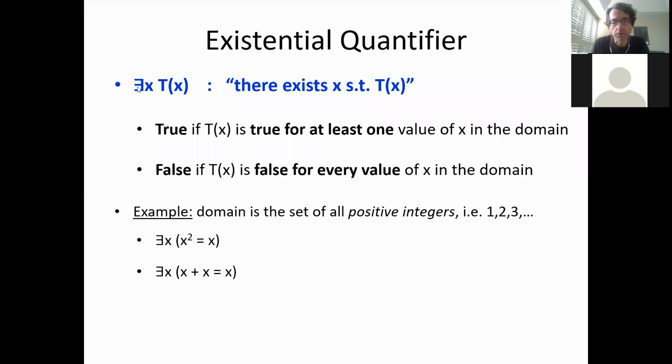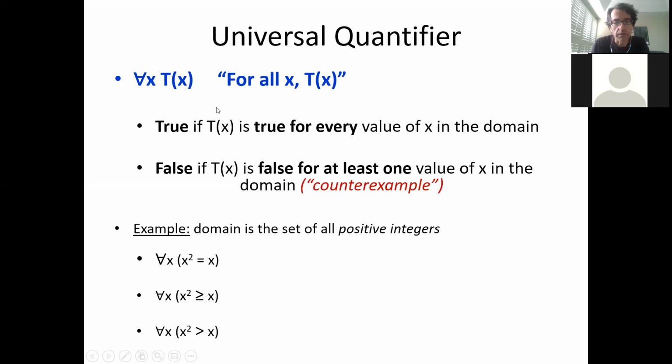So we introduced the existential quantifier, right? If T is a proposition, T of X, then this is read: there exists X which satisfies this proposition over some domain. And we have a universal quantifier that says for all X in a given domain, the predicate T of X is satisfied.